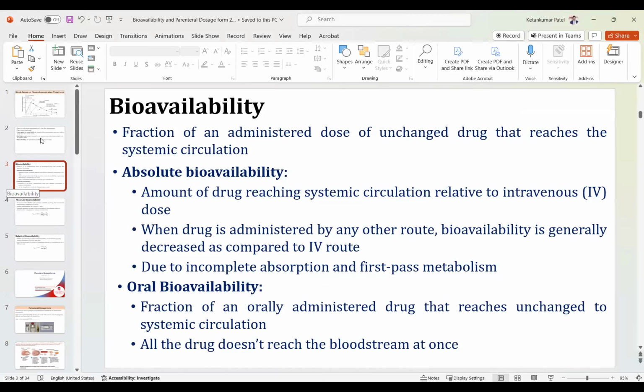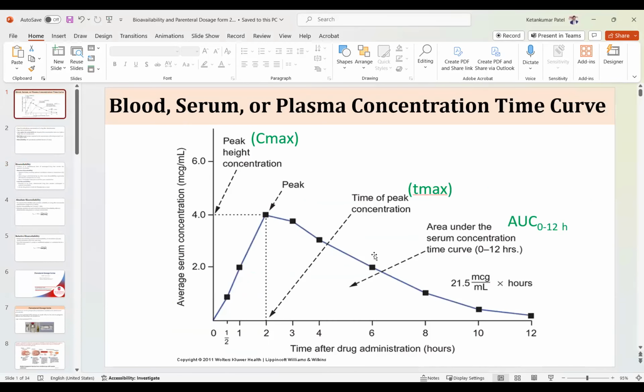And then we also discussed the minimum effective concentration or tolerable concentration. It has to be within this window. So let me just go over it real quick.